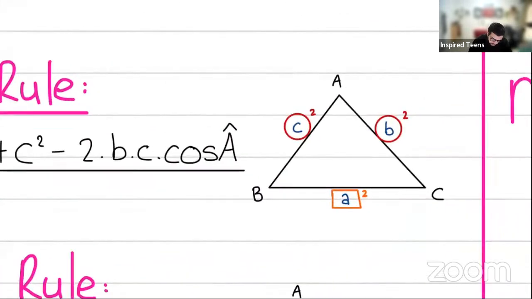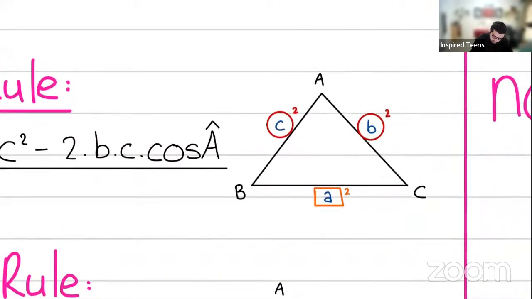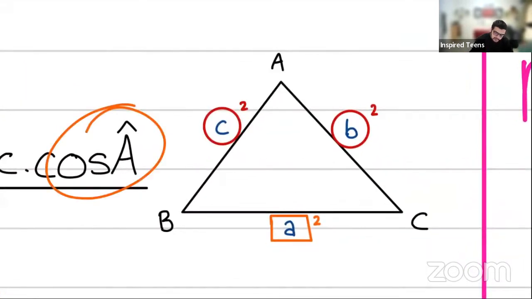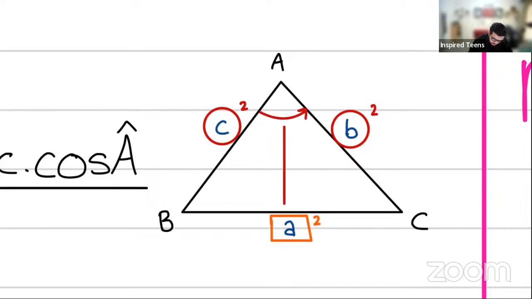And we subtract 2 times bc again. So we're still working with those other two sides, multiplied by cos of the angle in between those two sides that we're working with, or opposite to the one that's left alone. Okay, so that's how the cos rule works.